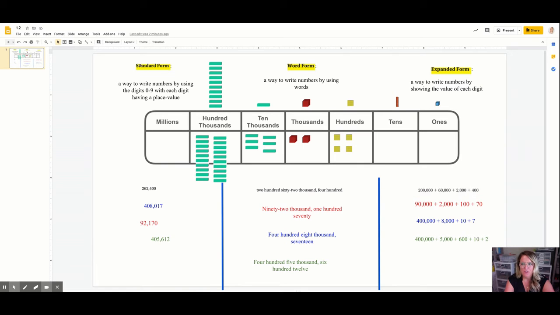After our standard form, we can look at our word form. The word form is a way to write numbers by using words. So we take our standard form and we use our words to describe that same number. So 262,400, if I turn that into my words, it looks like this. 262,000 and 400 turns into 400. That's it.